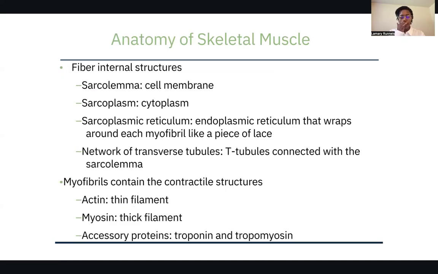The internal structures inside of the skeletal muscle fiber would be the sarcolemma, that's like the cell membrane. You have the sarcoplasm, which is like the cytoplasm, and the sarcoplasmic reticulum, which is similar to the endoplasmic reticulum, but it wraps around each myofibril like a piece of lace. And you also have a network of transverse tubules, also known as T-tubules, and they're connected to the sarcolemma. The myofibrils inside of the fibers contain contractile structures known as actin, myosin, and accessory proteins. The actin are the thin filaments, myosin are the thick filaments, and the accessory proteins are troponin and tropomyosin.